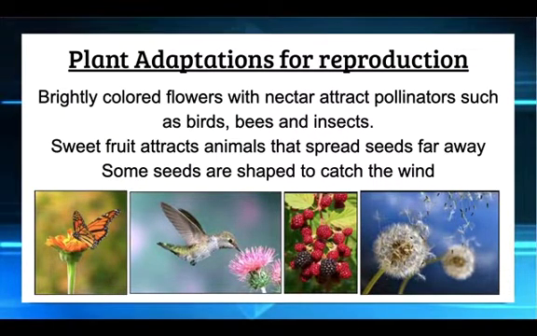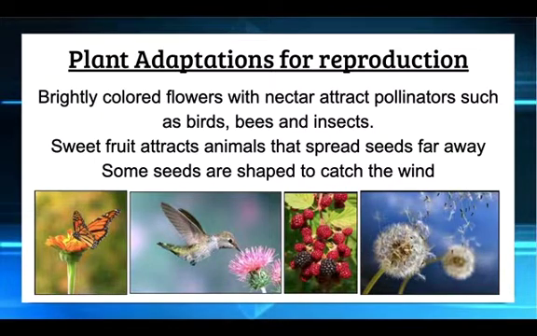In order to reproduce, it's a lot different than animals. They have to try to attract different types of organisms to the plant so that that organism can carry pollen or the seeds far away so that that plant can reproduce. So some of the adaptations that some of these examples have are that brightly colored flowers with nectar attract pollinators such as birds, bees, and insects. The idea is that the brighter the flower, the more attractive it's going to be to those butterflies and birds.